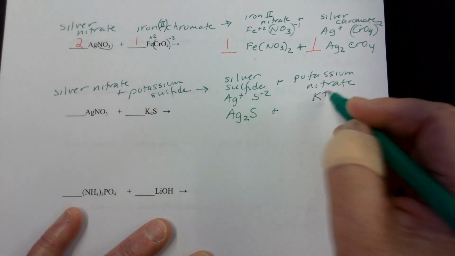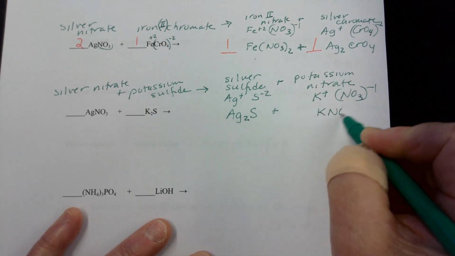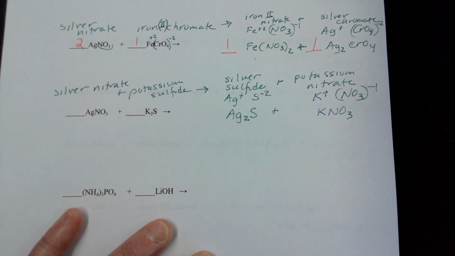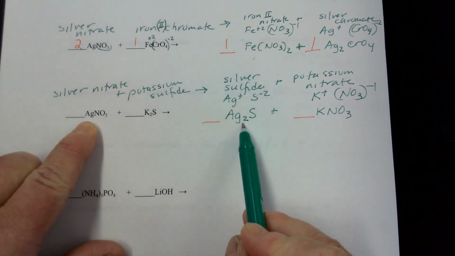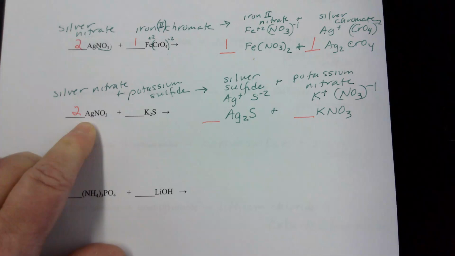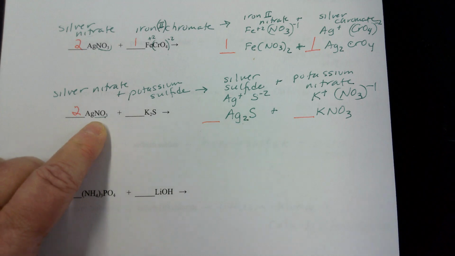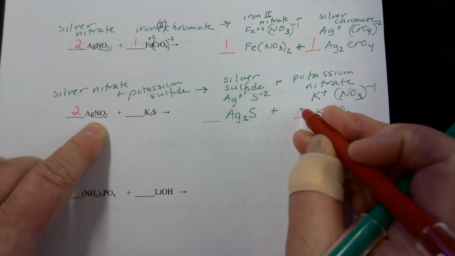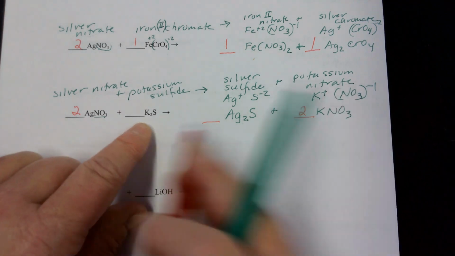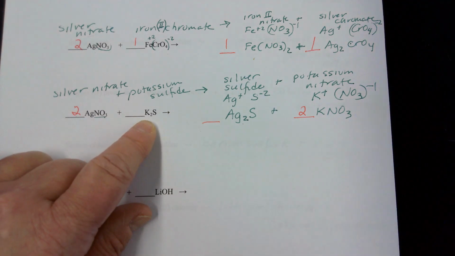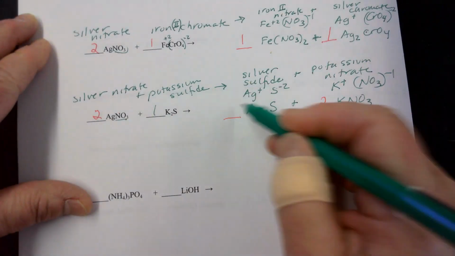Potassium nitrate. Potassium is K plus 1. Nitrate is NO3 minus 1. So potassium nitrate is KNO3. Balancing this equation. 1 silver, 2 silvers. We're going to balance that by putting a 2 in front of the AgNO3. That's going to give me 2 nitrate groups. I have only 1 nitrate group over here, so I'm going to have to put a 2 in front of the KNO3. That gives me 2 potassiums, but I had 2 potassiums to begin with, so that works. And then 1 sulfur, 1 sulfur. So this equation is now balanced.